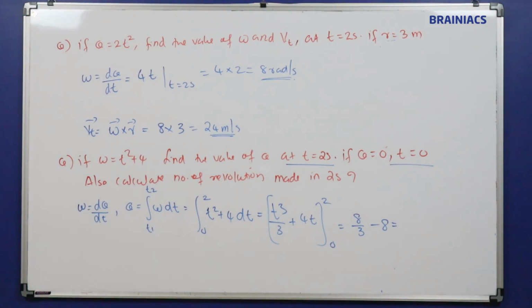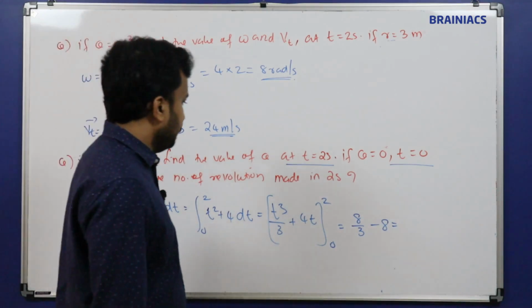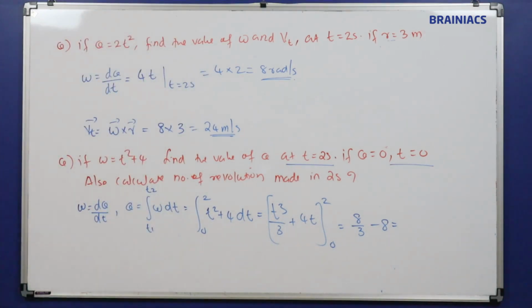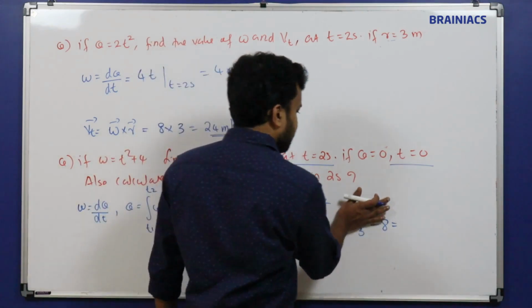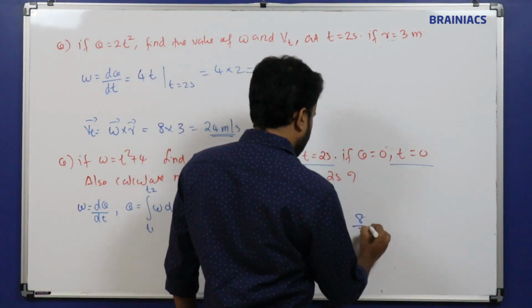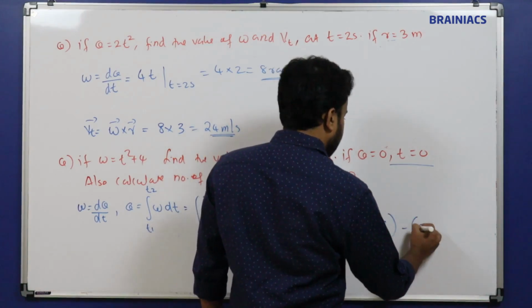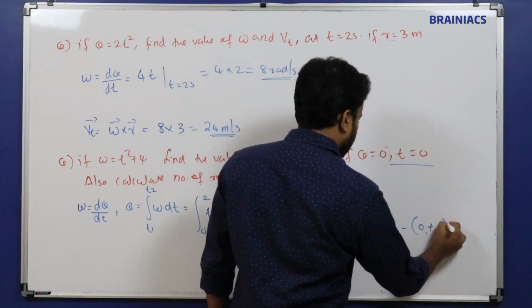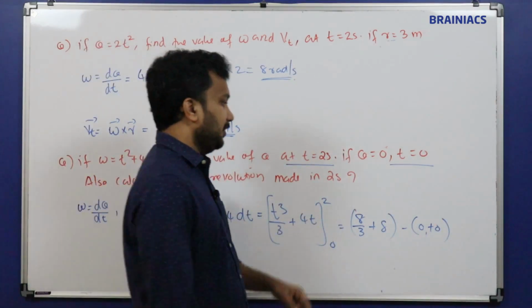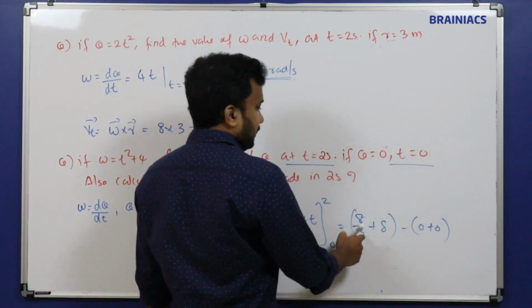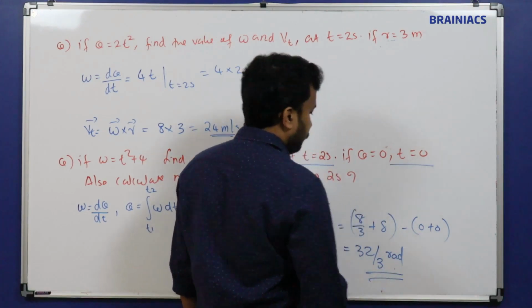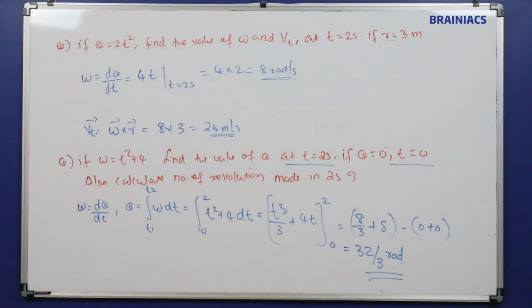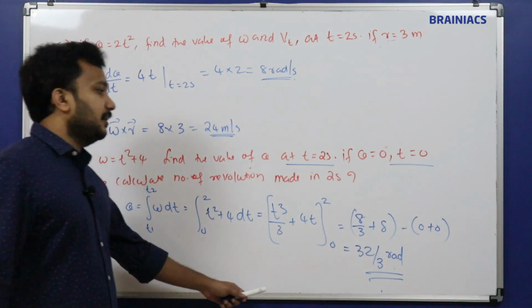So we apply the upper limit: 8 by 3 plus 4 into 2, 8, minus the lower limit, which gives 0. So it is 3 into 8, 24, plus 8, 32. So 32 divided by 3 radians is theta. We are calculating the value of theta, and 32 by 3 is the angle in radians.